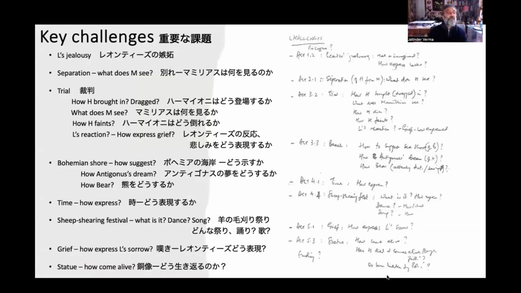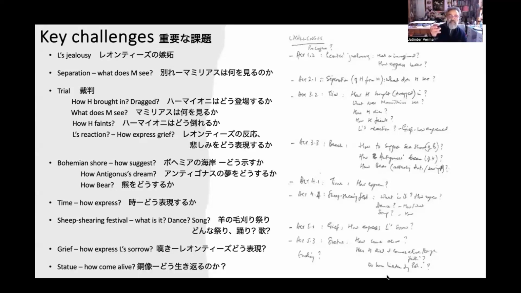Leontes' jealousy, of course. What is the jealousy? How is it informed? Is it something that is part of his makeup? So is he slightly mad or slightly prone to jealousy? Or is there a reason behind the jealousy? The separation of Hermione from Leontes when she's sent off to prison.